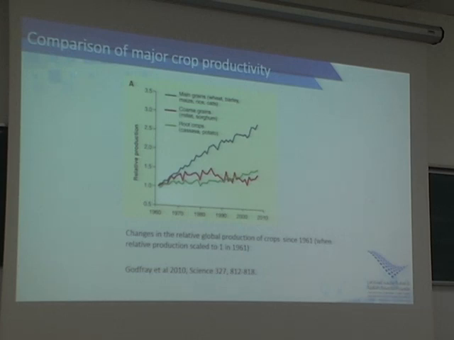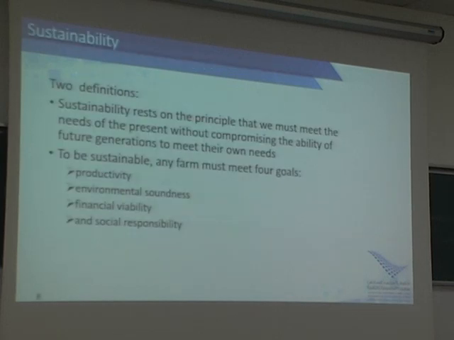And with research and development and the application of some technologies like biotechnologies, there is optimism that that could be achieved. But it has to be done with sustainability. The improvement of food crop productivity has to be sustainable. What is sustainability? There are many definitions; there are two that I selected. The first one is: sustainability rests on the principle that we must meet the needs of the present without compromising the ability of future generations to meet their own needs. That's one definition. The other is: to be sustainable, any farm must meet four goals: productivity, environmental soundness, financial viability, and social responsibility.